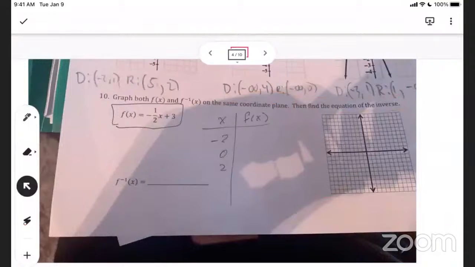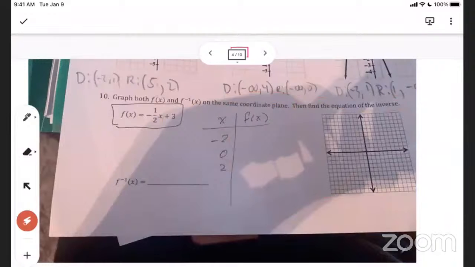Now, the reason I'm picking 2 and negative 2 is because when I take half of 2, what do I get? Negative 2 or 1. I get 1, exactly. So I wanted it to be a whole number. I didn't want to have to deal with decimals, right?